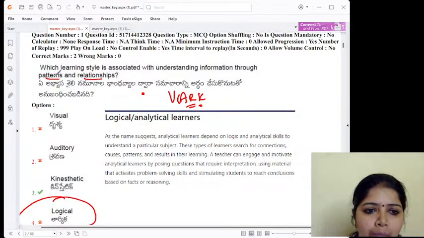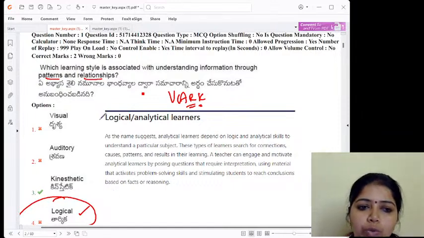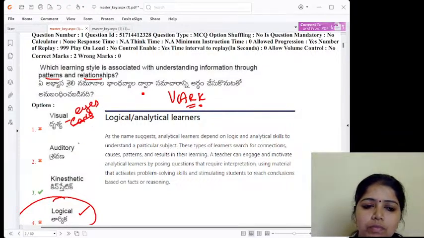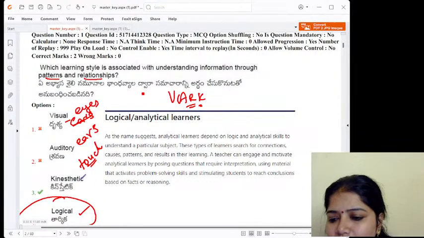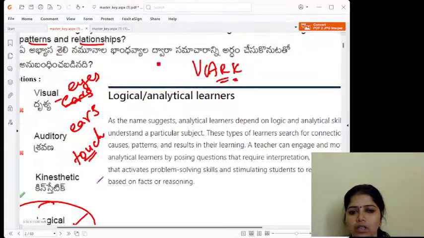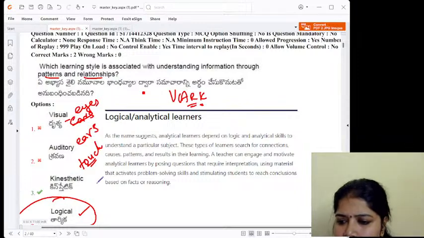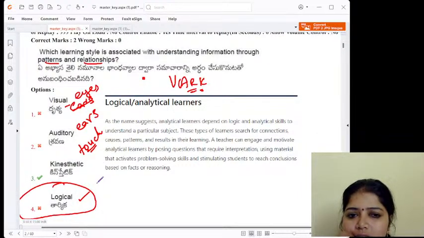In that, pattern and relationship belongs to the logical and analytical learners. Visual means through eyes, auditory means through ears, and kinesthetic is through touch. They have given kinesthetic as the right answer, but the answer will be logical. So this question can be challenged.